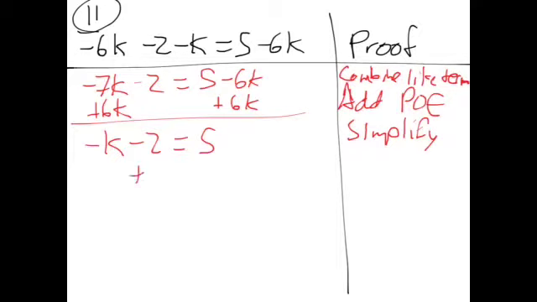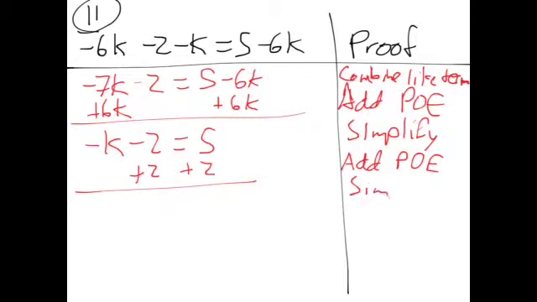And now I'm going to add 2 to both sides. I can do that because of the addition property of equality. And my next step is to simplify to get negative k equals 7.